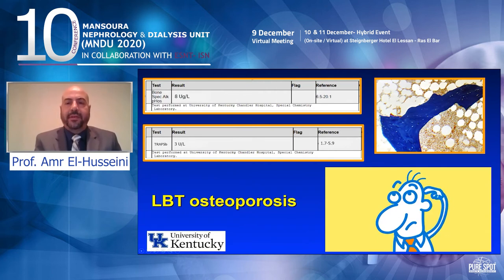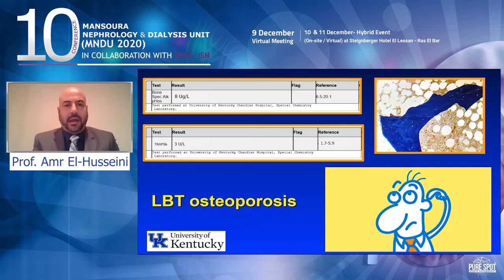To be more precise, we did a bone biopsy for this patient. As you can see here, there is no unmineralized bone, and there are a lot of adipocytes here, and the bone mass and volume were low. So this patient has low bone turnover osteoporosis. So how can we treat this patient?